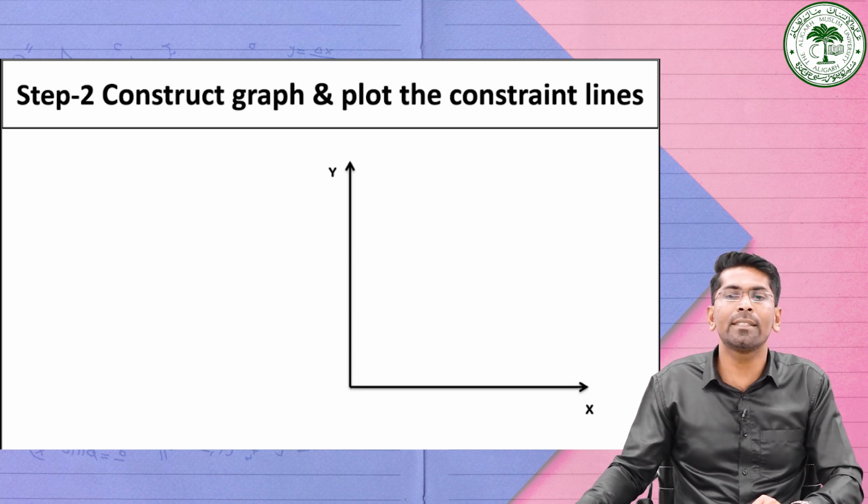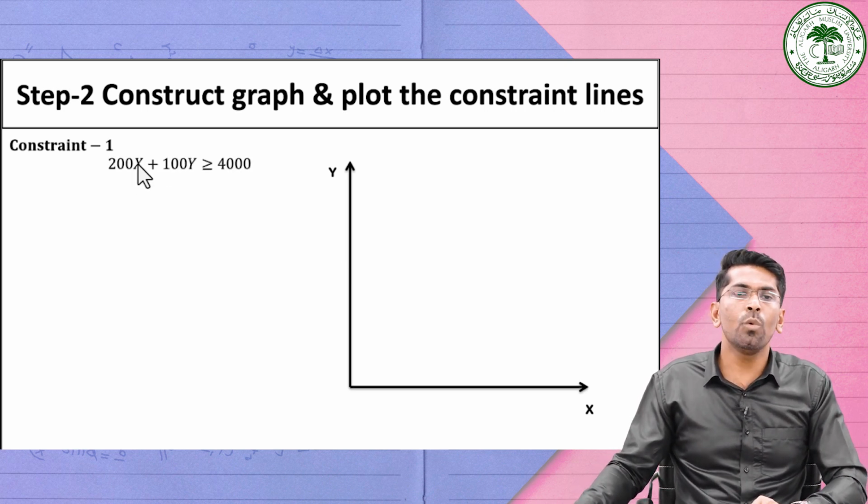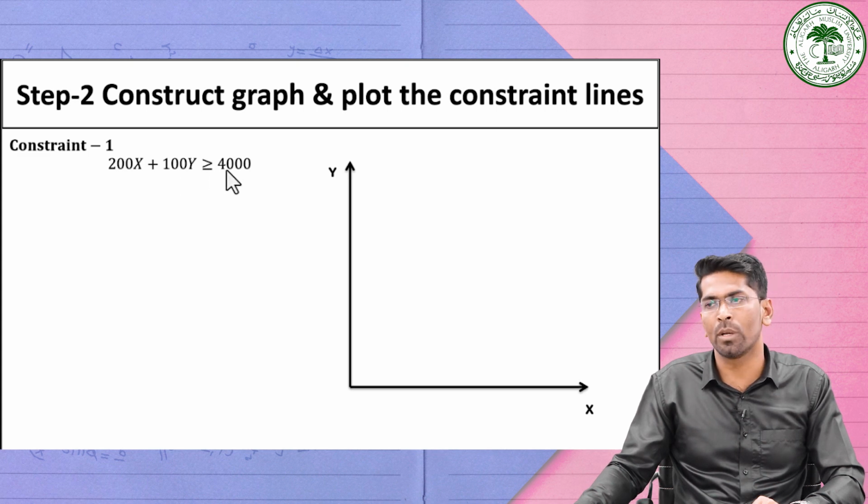We have the x axis, where we take food x, and on the y axis we take food y. Then we want to find the various coordinate points of the constraints. For that, we consider the first constraint, constraint number 1: 200x plus 100y is greater than or equal to 4000.